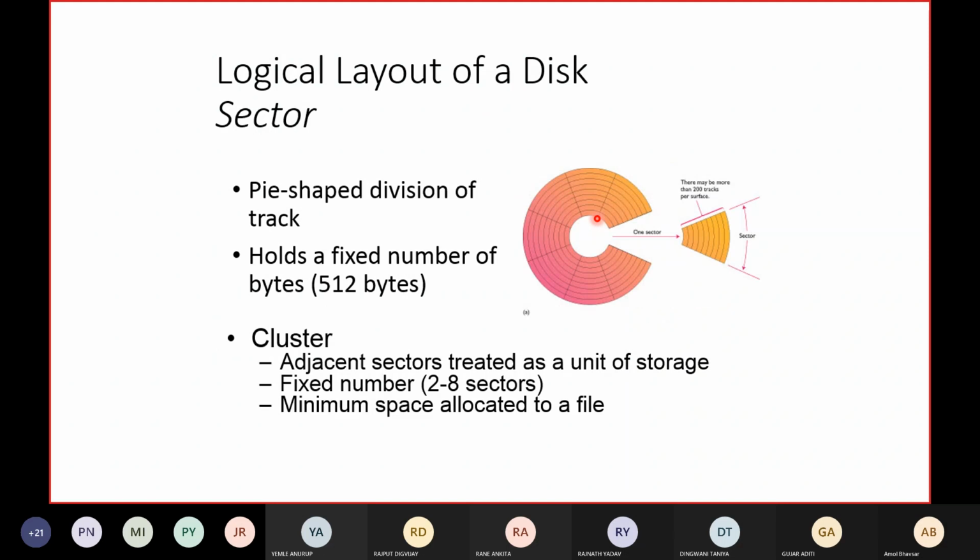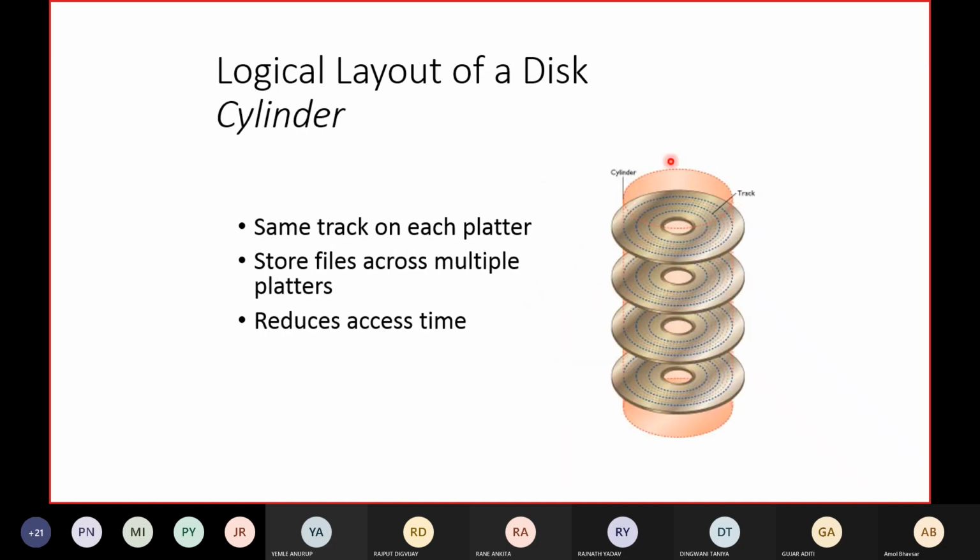So this is the figure of the sectors. This is the tracks we have, and this is the particular sector. So this line shows the various sectors on which data is stored. So data is stored on the track as well as in the sector. So these are aligned one over the other here. Logical layout of the disk cylinder.